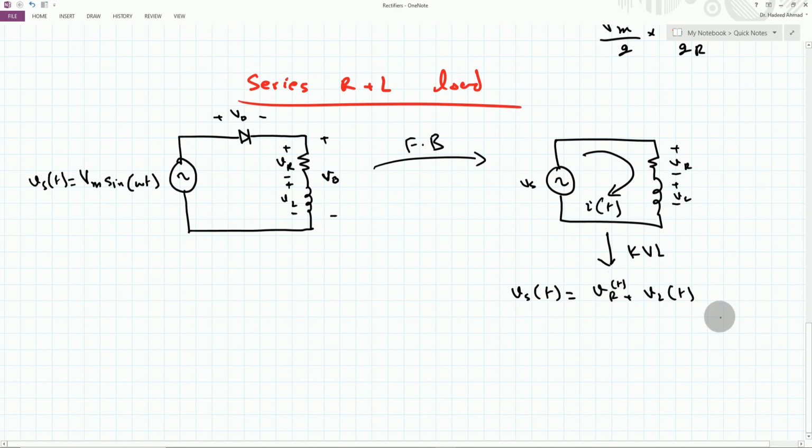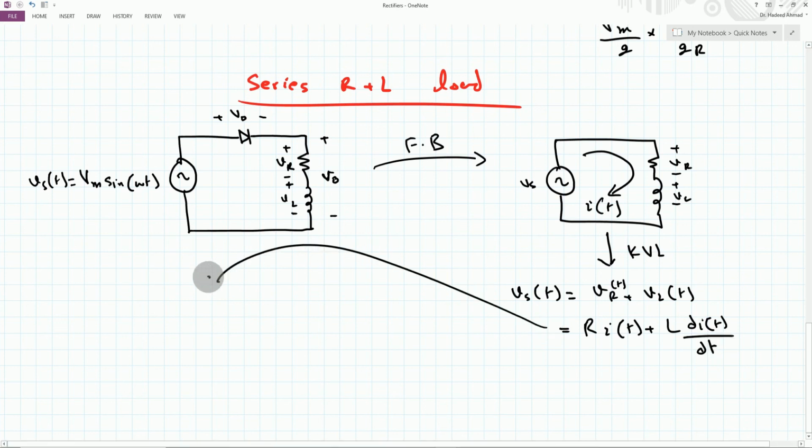VS(t) is equal to VR(t) plus VL(t), and that is equal to R i(t) plus L di/dt. And this first order differential equation, its solution is very well known, and we do know that if we treat this equation like we did in the circuit analysis course, it has its own transient part and its own steady state part.